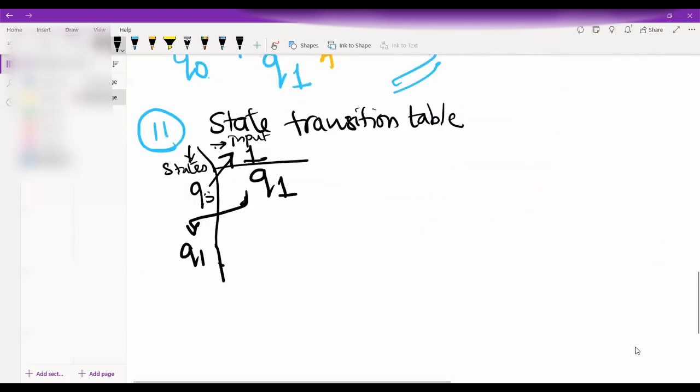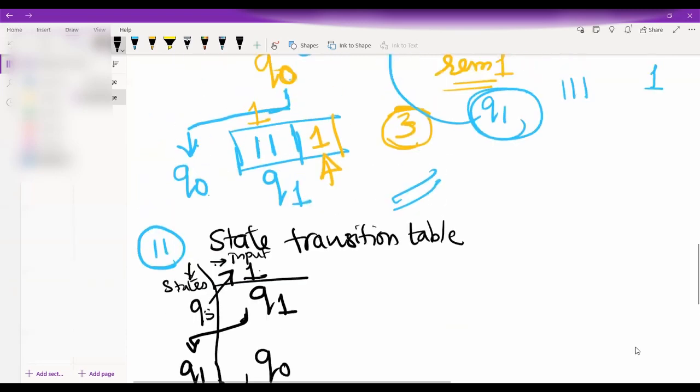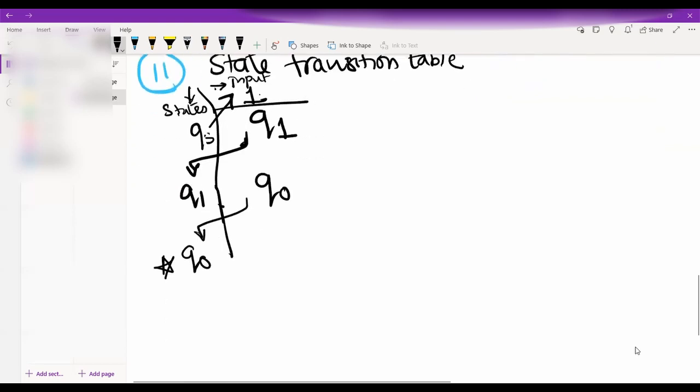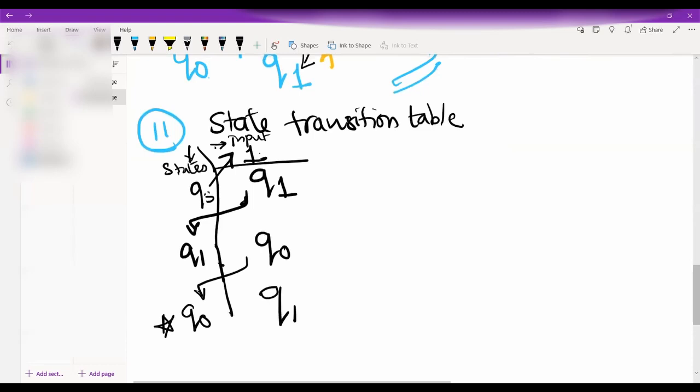So Q1 with the next bit as 1 is going to Q0. Now this is the resultant state. Now we'll consider this one. This is Q0 and this is the final state. I will mark this by a star. So Q0, now Q0 with the next bit as 1, is going to the Q1 state. So I am going to mark that here. This is going to the Q1 state. Okay, so this is all about the state transition table.